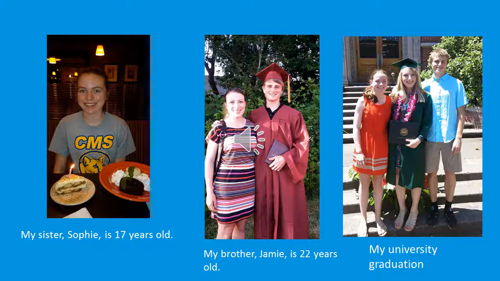These are some pictures of my family. I have one brother and one sister. I am the oldest child in my family. My sister, Sophie, is 17 years old. My brother, Jamie, is 22 years old, and this is a picture from his high school graduation. And on the right, there is a picture of the three of us at my university graduation.